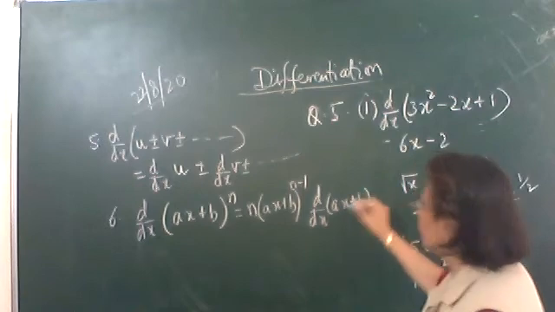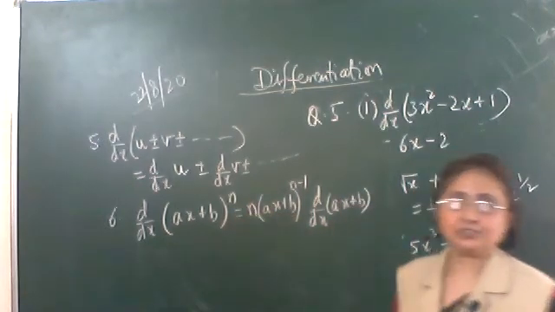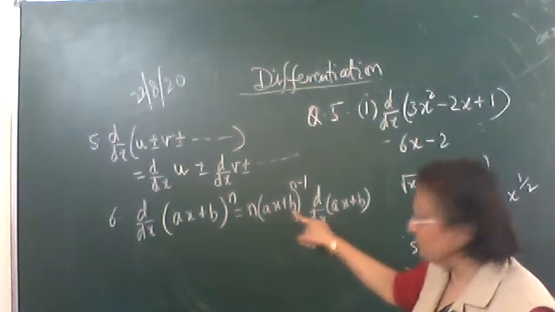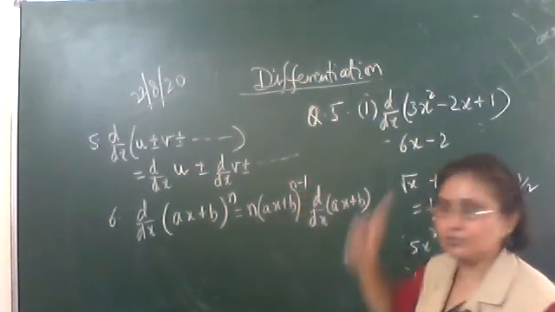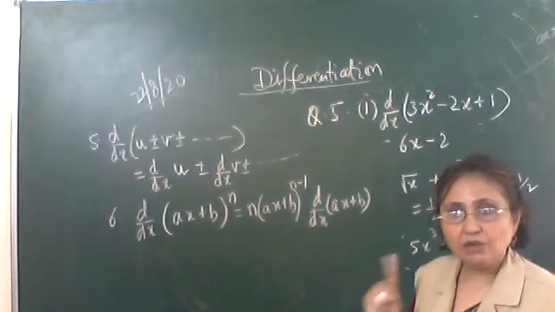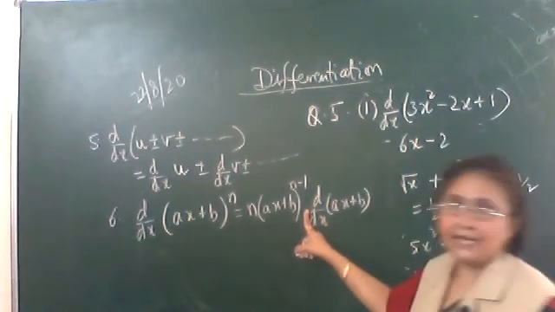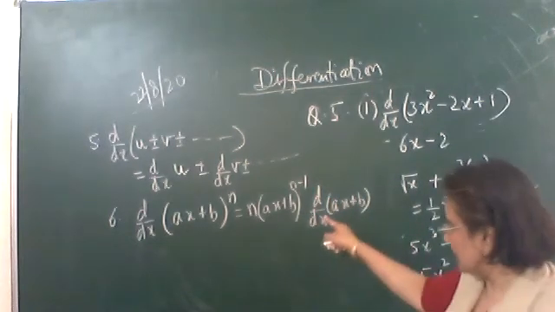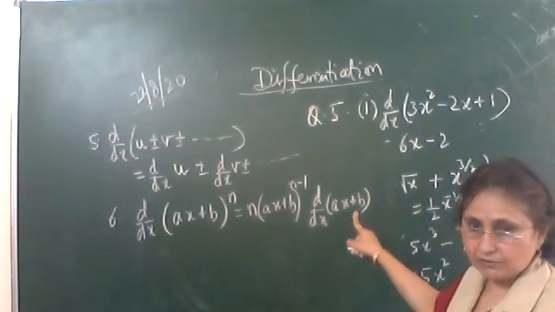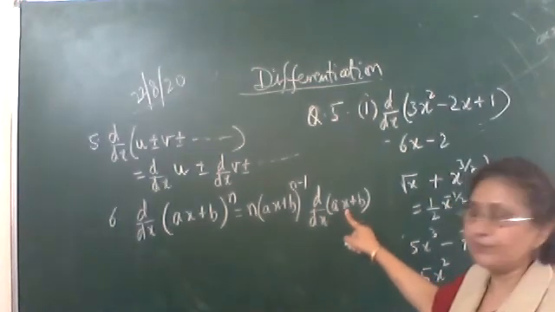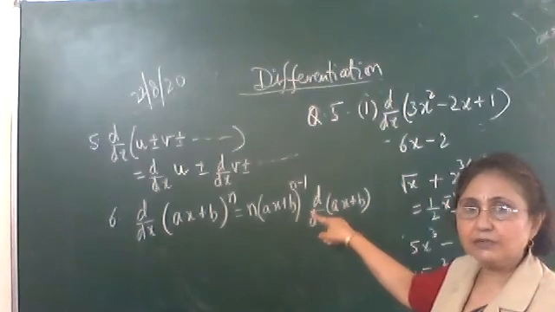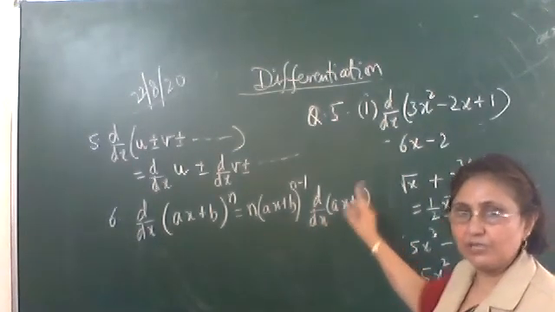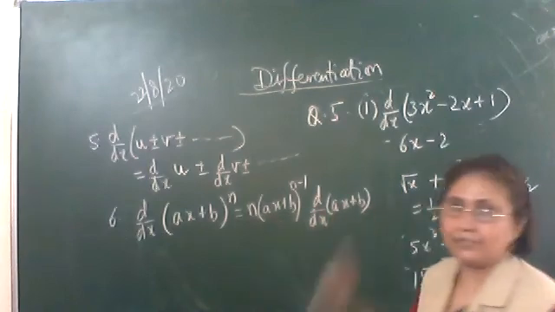So if it is in the form of ax plus b raised to the power n, then the formula will be n, the bracket term ax plus b raised to the power n minus 1, multiplied by d by dx of the bracket term. Bracket term is ax plus b. That you have to differentiate again. If you differentiate d by dx of ax, a will be outside, dx by dx will be 1 and d by dx of b will be 0. We'll do this in the questions. Okay, first remember this formula.